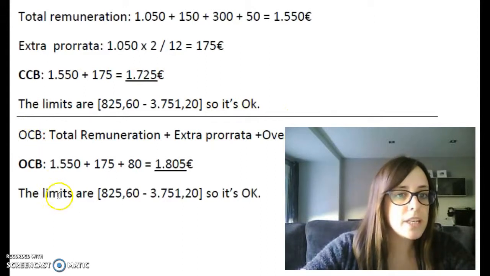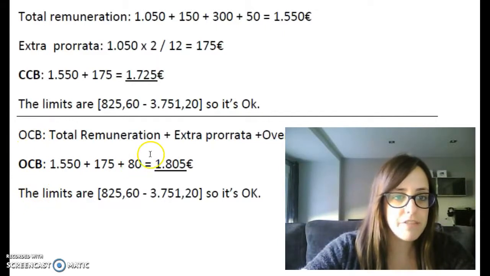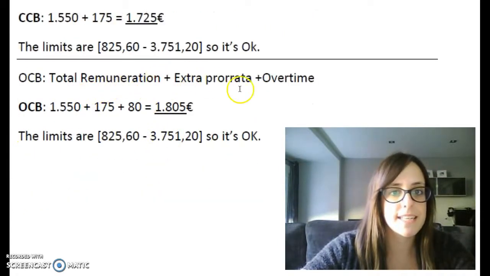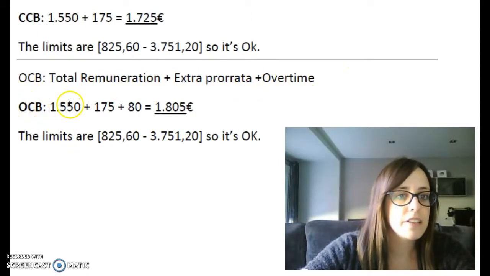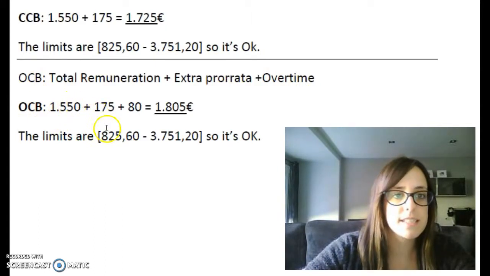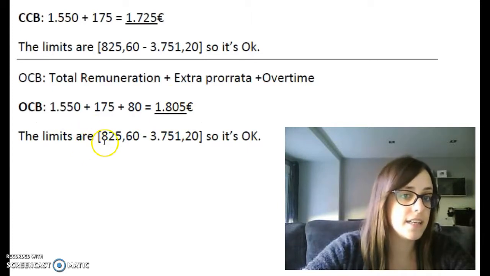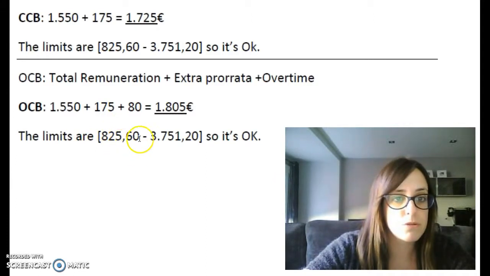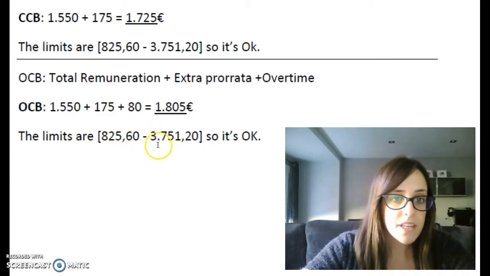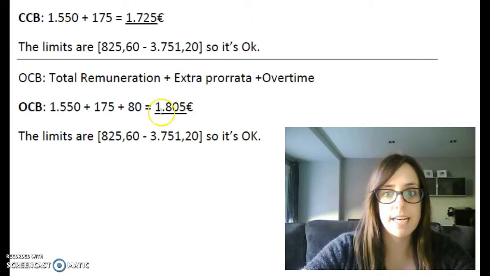Now, to calculate the occupational contingencies, we have the total remuneration plus extra pro rata plus overtime, and the result is 1550 plus 175 plus 80, which is 1805 euros. The limits are the same, 825.60 to 4751.20. So the limits are okay.